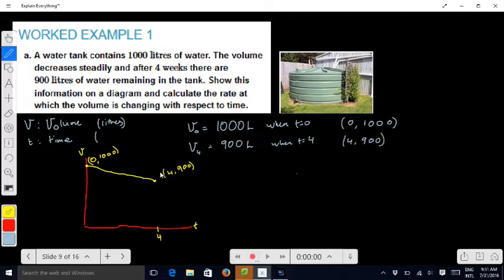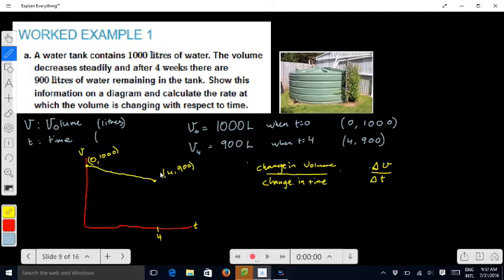And to calculate the gradient of the graph, we have the change in volume over the change in time. And instead of writing change in every time, we usually note it as this little triangle. So change in volume over the change in time. Just makes it easier for us. So if you see that little triangle, it means change in.